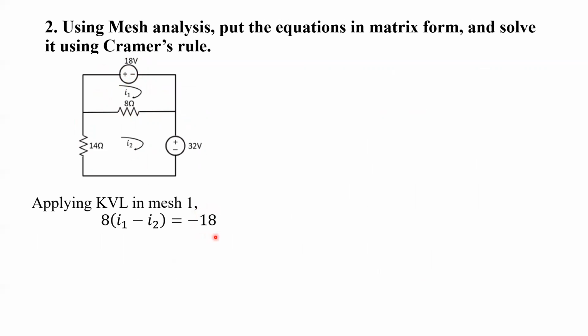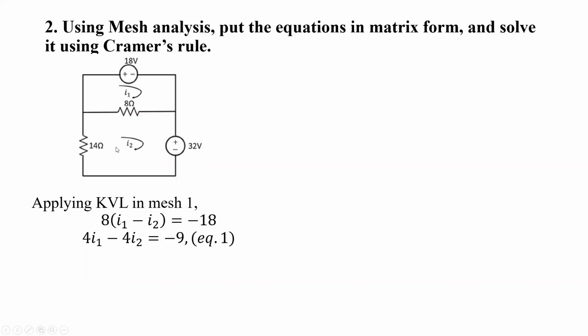So we're putting in right hand side minus 18, and for the current through the 8 ohm resistor, we write I1 minus I2, right? This 8 ohm resistor is between two meshes, I1 and I2. So the current through this will be, when applying KVL in mesh 1, we consider its current as I1 minus I2. And since the voltage is coming from a negative terminal, we're writing minus 18. After further simplification, we get this equation 1.